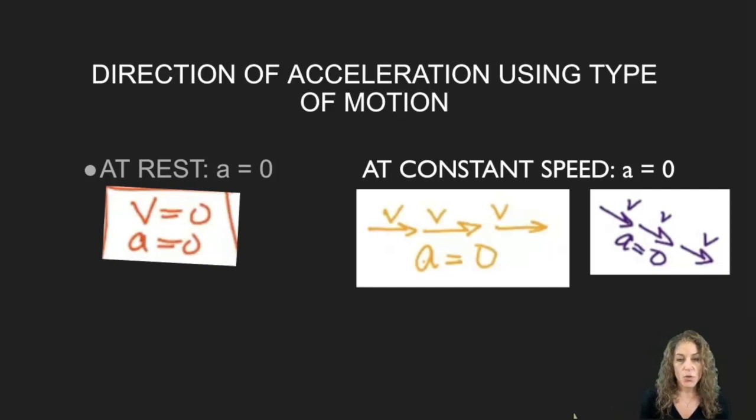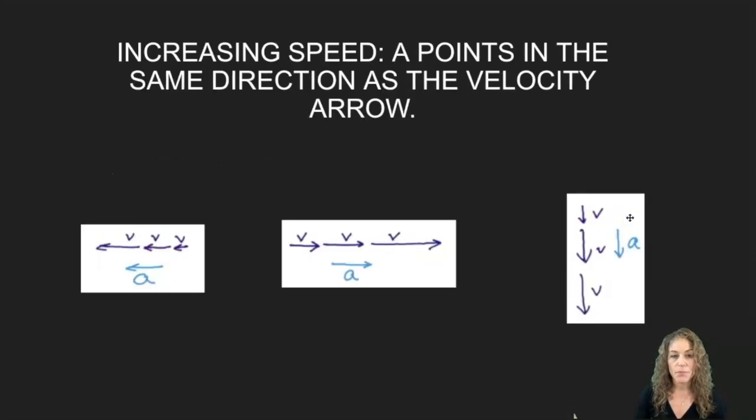If it's at rest or constant speed, acceleration is zero. By definition, if you're not moving, you're not accelerating. If you're constant speed, you're not accelerating. So your motion diagram for something at rest is always going to be velocity equals zero, acceleration equals zero. Your motion diagram for constant speed is going to show velocity pointing in whichever direction it's actually moving. Acceleration is zero. It doesn't matter if it's moving to the right, left, up, down, or diagonally.